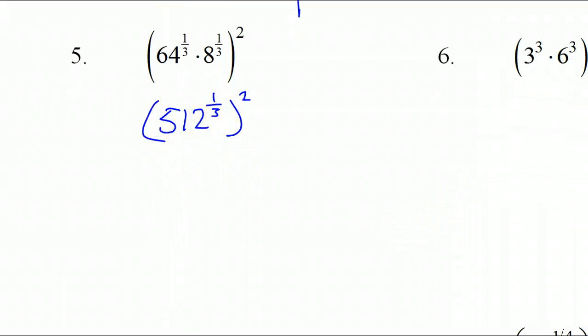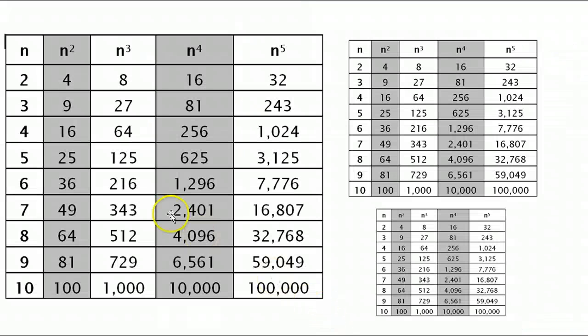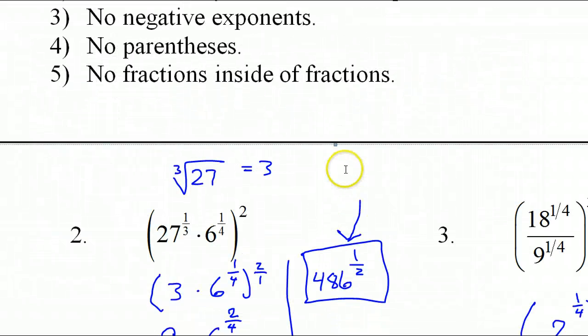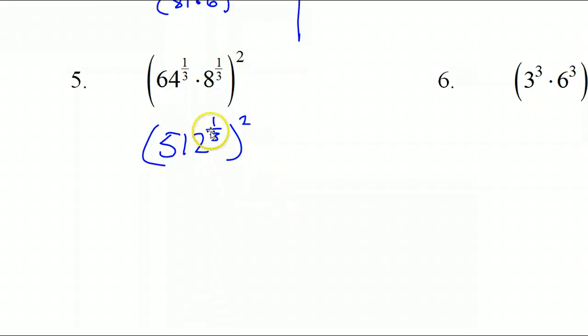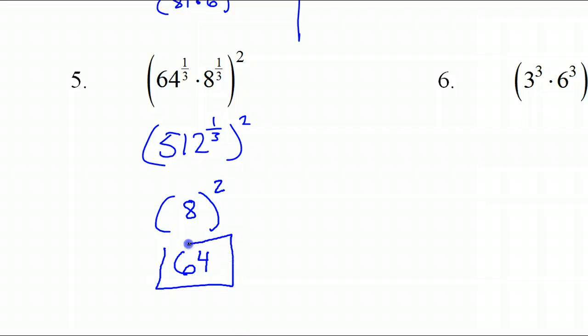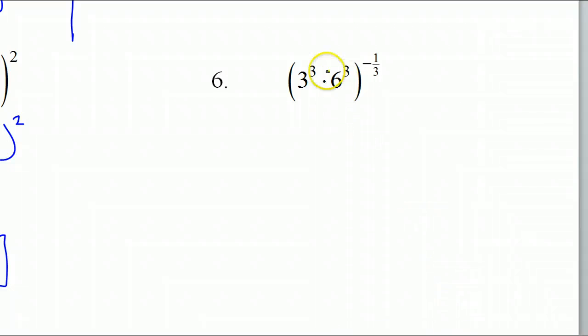So we have 512 to the 1/3 power. Now looking at the chart, if I want to do the 1/3 power, I start with the cubic column. I see 512 right here. So the cube root of 512 is 8. Excellent. So this is 8. So that means I have 8 inside the parentheses squared, so that is 64. Kabam. That's number 5. Alright, number 6.